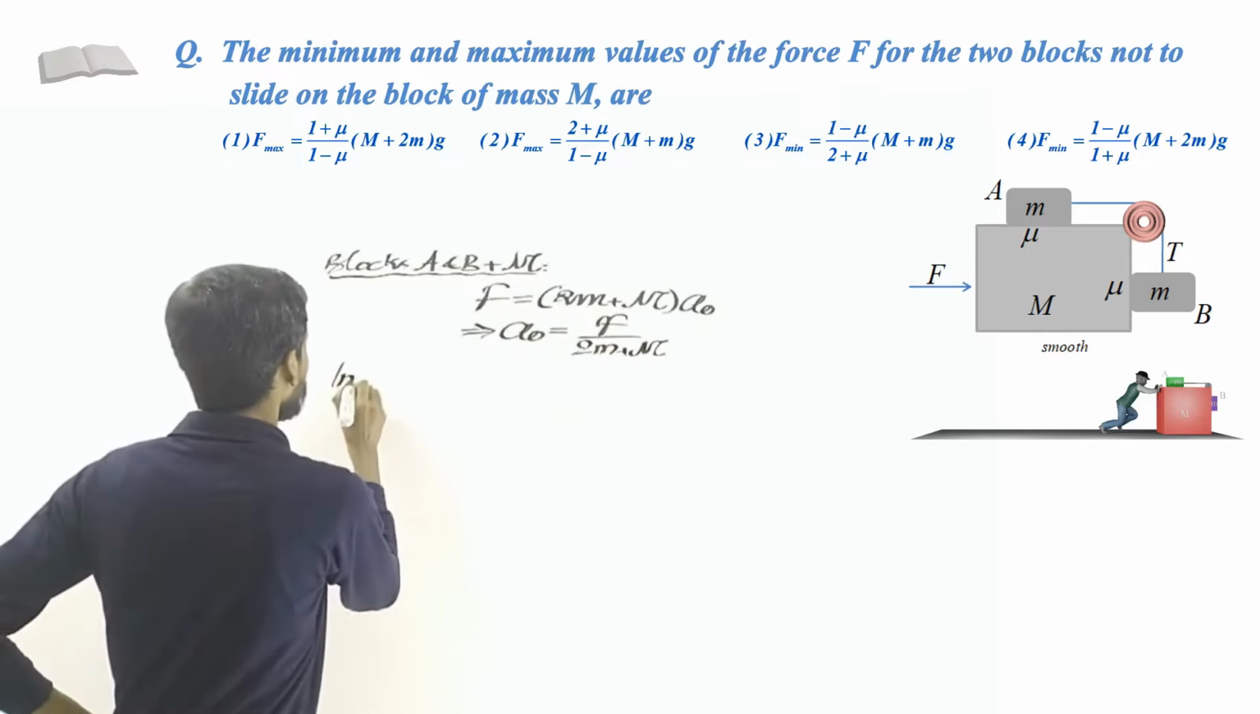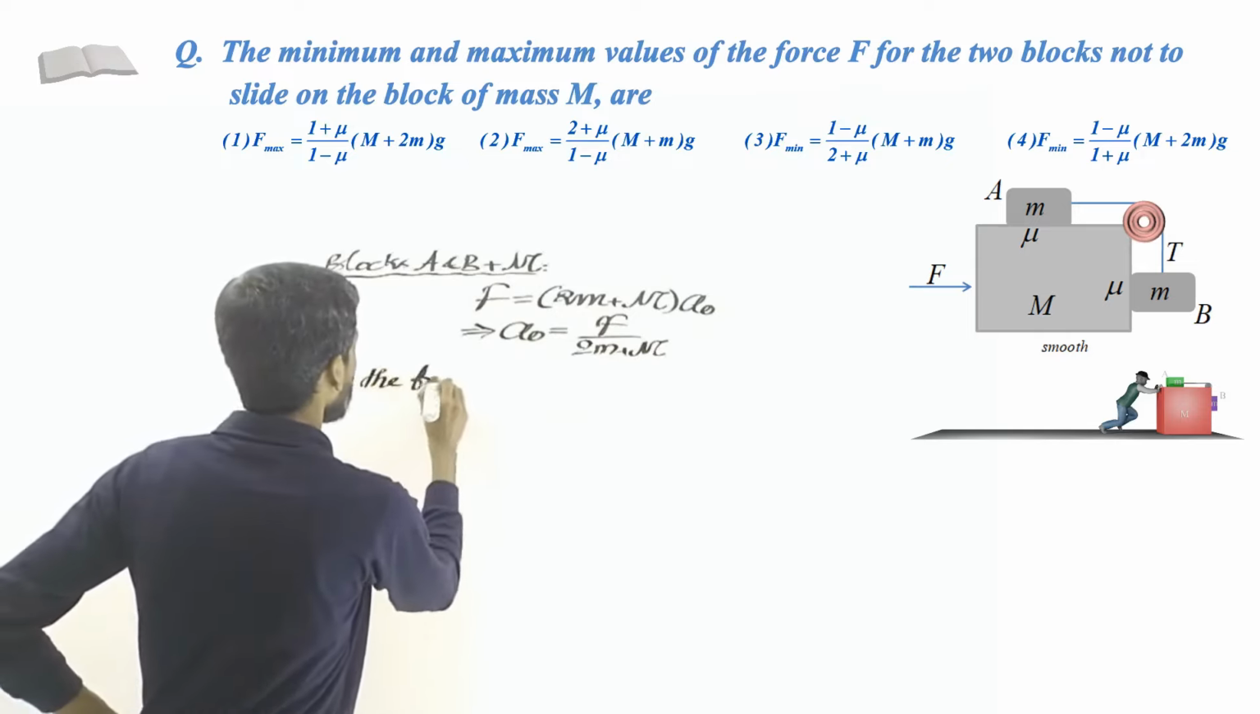We are considering the frame of that capital M. That means the observer is moving with some acceleration, so we have to consider pseudo force also. But now we have to find the minimum and maximum force. Let us first find the minimum force, F minimum.